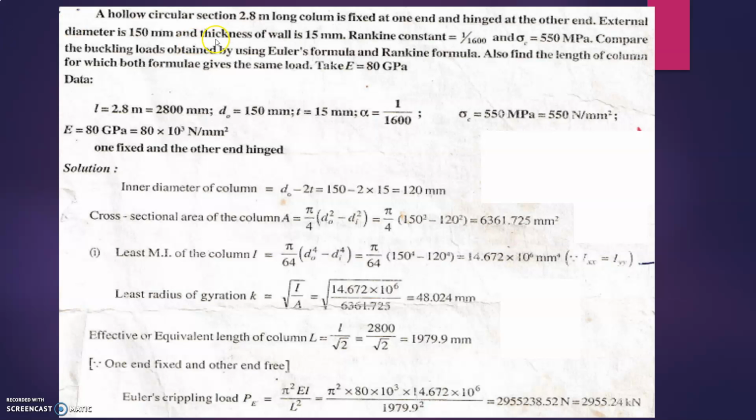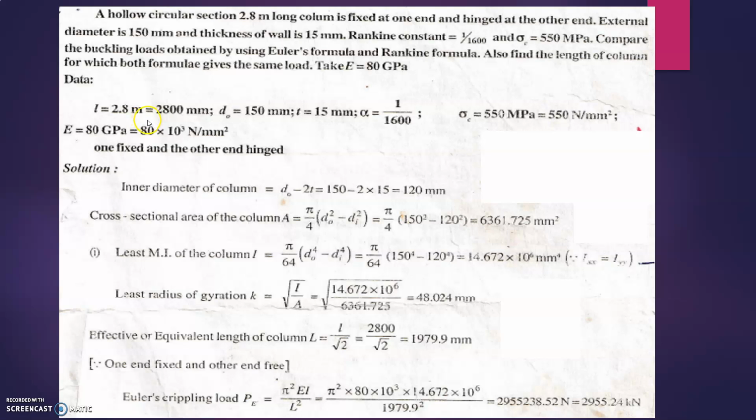First thing, you have to calculate Euler's crippling load, and after that you have to find Rankine's crippling load, and then you have to compare. Once you have finished with that, you have to find the length of the column. Now let us start. We'll see what is given here.